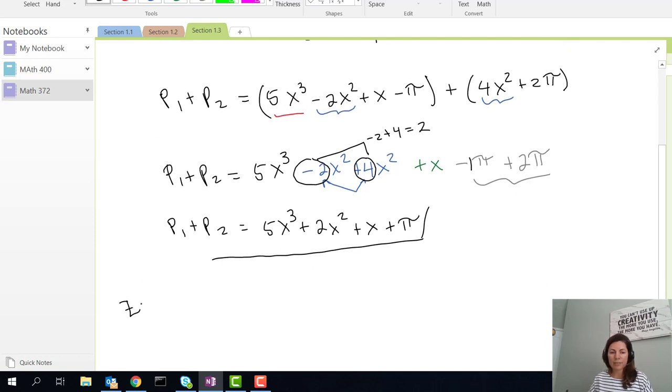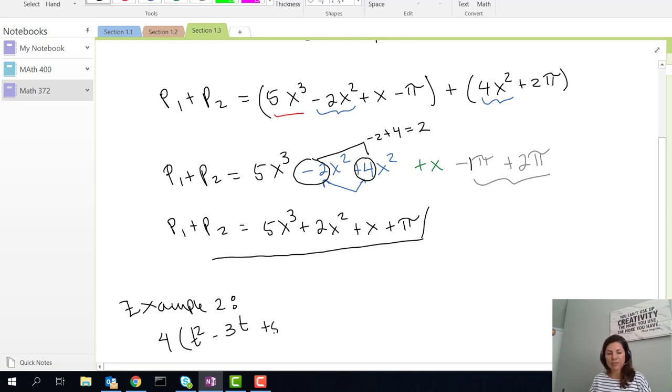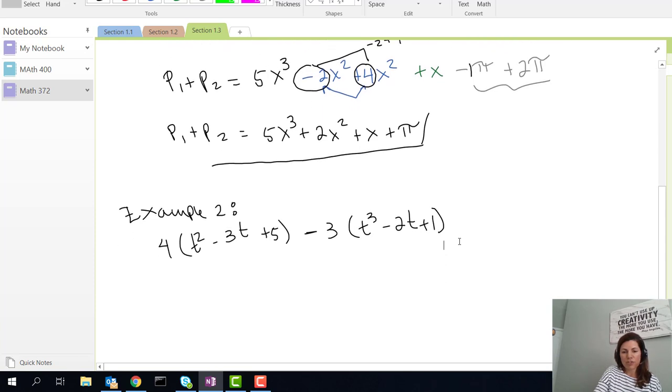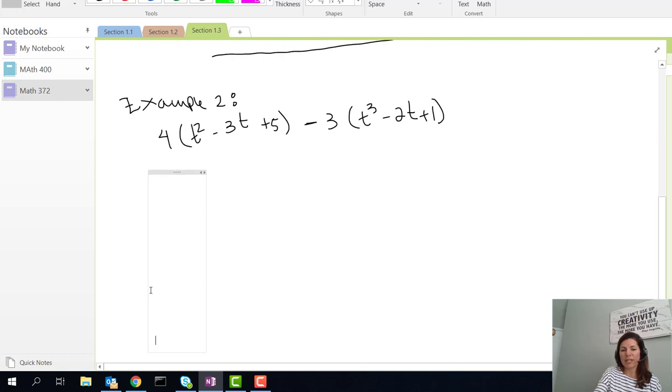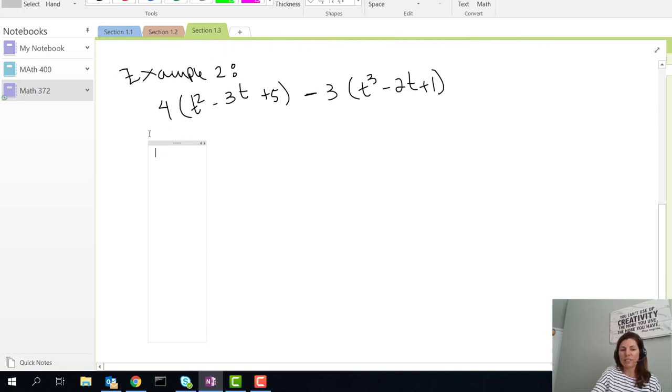So let's try another example. Say I wanted to add or subtract, in this case, 4 times (t squared minus 3t plus 5) minus 3 times (t cubed minus 2t plus 1). So if you want to try on your own, get that started as you're watching the video. And think about what is the first step you will take.